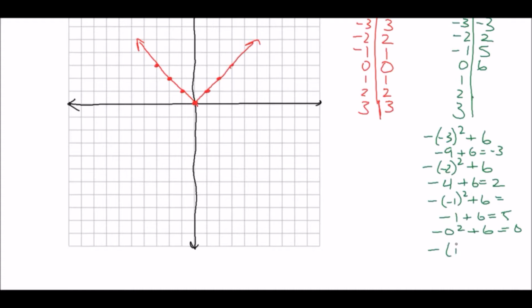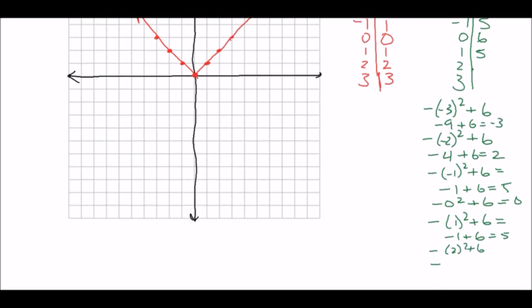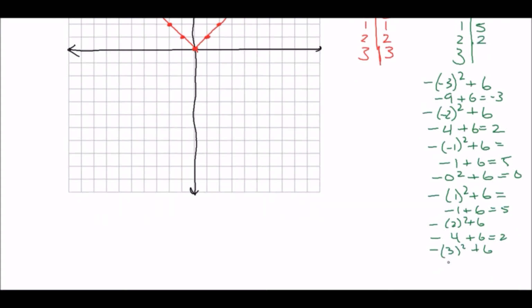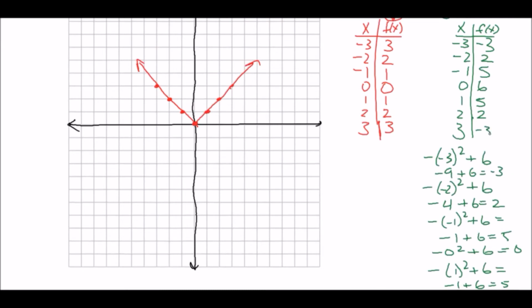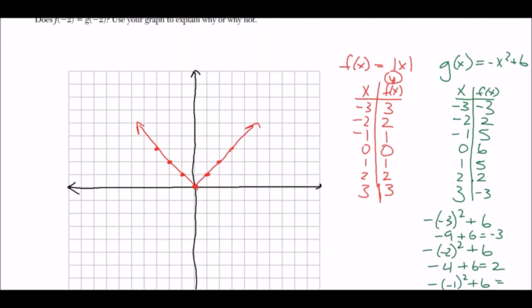And then we get 1 squared plus 6. This is still 1, and that still carries that negative. And that's going to be 5. And then we do 2. So this is -4 plus 6, still 2. And then 3 squared there plus 6, and that's still negated. So this is going to be -9 plus 6, and that's going to be -3. So we've got our points.